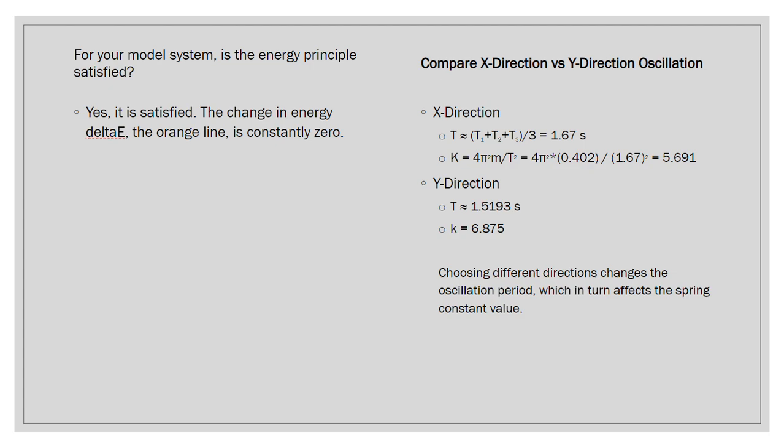Then compare the x direction versus y direction oscillation. For the x direction, I got that the period is about 1.67 seconds, and the spring constant value turns out to be 5.691, whereas in the y direction, the period is around 1.5193 seconds, and the K value is 6.875. From this data, we can understand that choosing different directions changes the oscillation period, and since the period is directly related to the spring constant, the spring constant value will change.